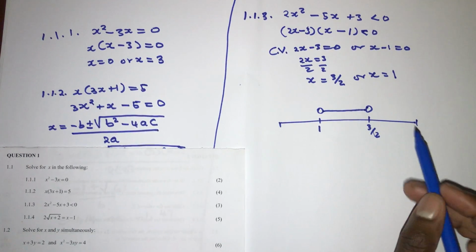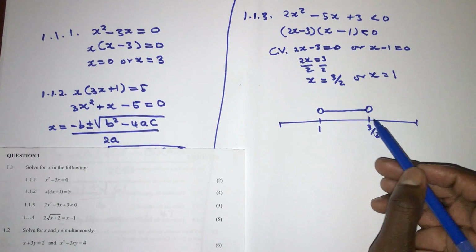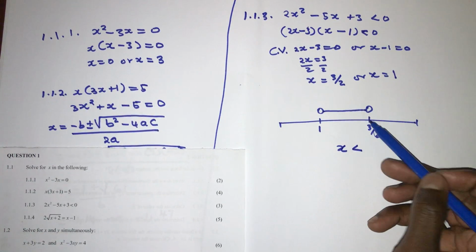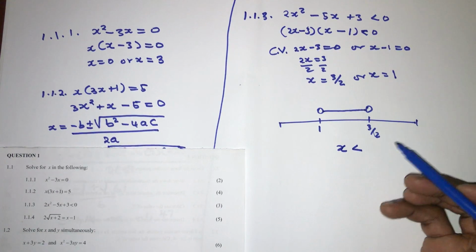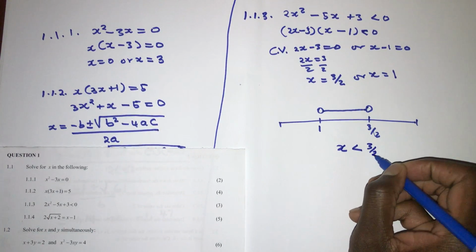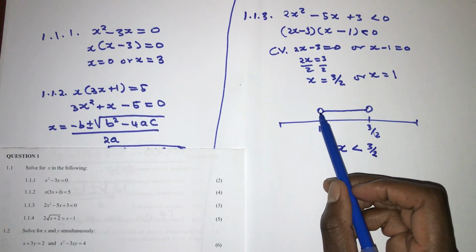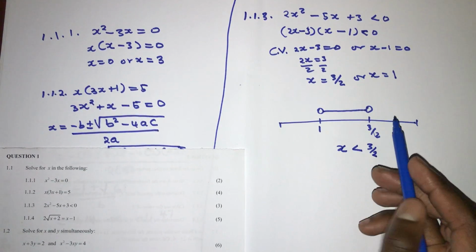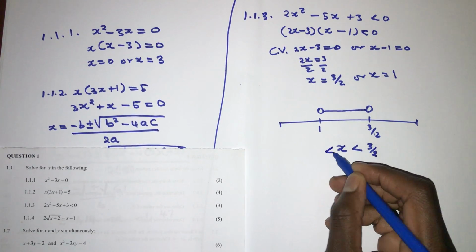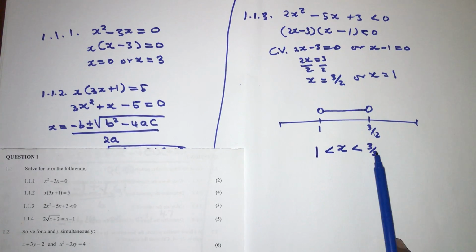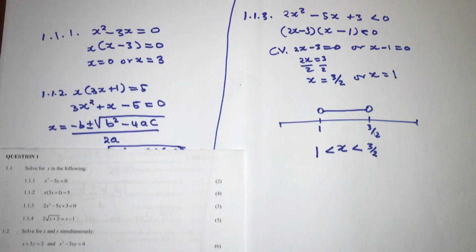So now let's check. All the answers here are less than. It means that x is less than what? All the answers here, they are less than 3 over 2. So x is less than 3 over 2. But all the answers from here to that side, they are greater than 1. So it means that x is greater than 1. So x is greater than 1, but it's less than 3 over 2. So that's how we should answer this type of question, as long as it is an inequality.